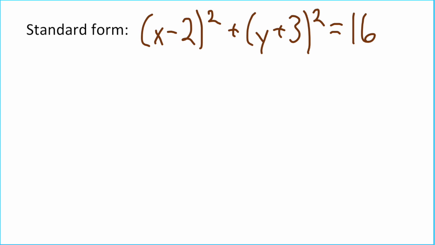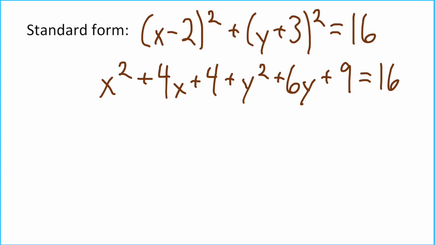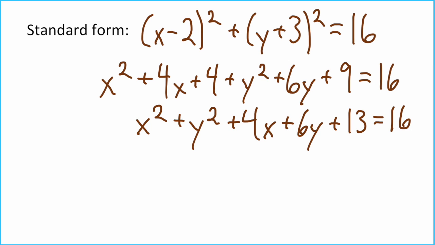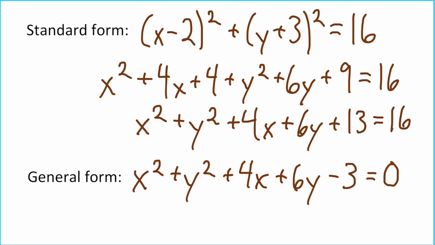If we take this form and start working it out, expanding it, we get x² + 4x + 4 + y² + 6y + 9 = 16, and then rearrange the order and put the x² and the y² at the start, and then the last step is to set it equal to 0. This is what's called the general form of the equation of a circle.